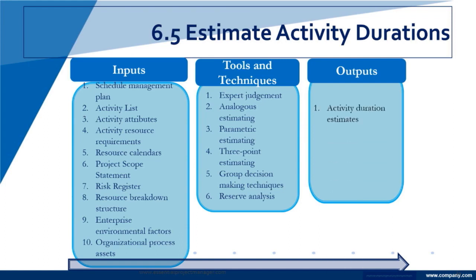Outputs. When we're estimating the activity durations, we have outputs of the activity duration estimates. I love doing that. We estimate activity durations, we get activity duration estimates. There you go. That's what we're trying to do. Could it be any more straightforward than that? We're trying to figure out what we're doing, how we're doing it, the activities necessary. And that's what we get from this process.